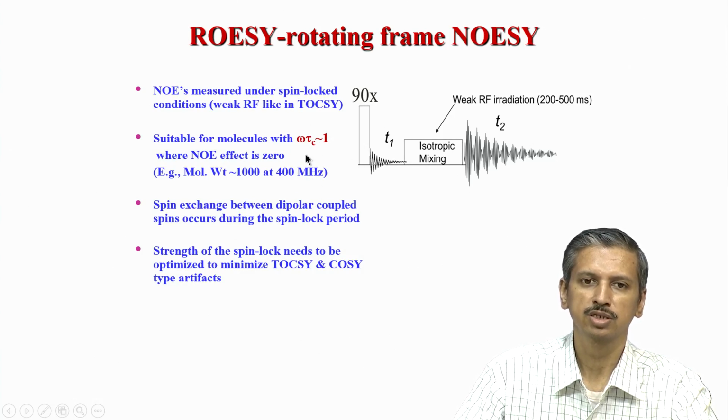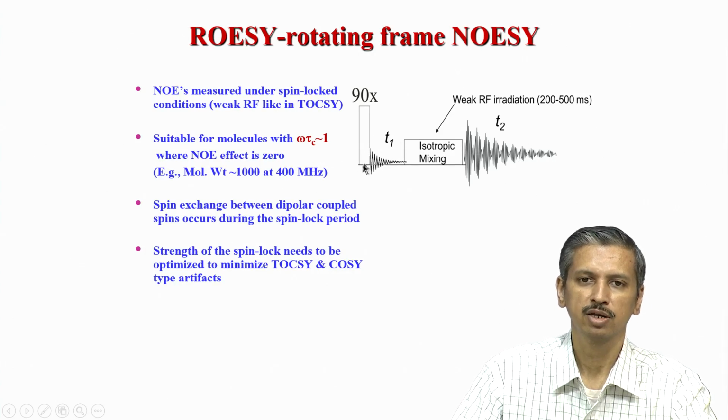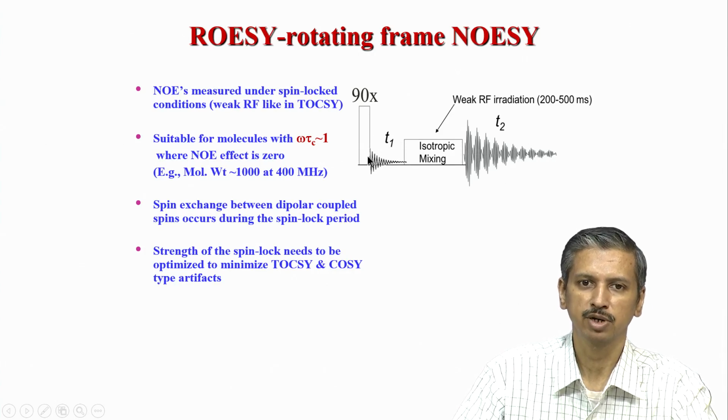Now, in this particular ROESY experiment, how do we perform the experiment? This is different from NOESY, completely different in fact. In a NOESY we use a 3 pulse experiment, that is 90 90 90. Here there is only one pulse and a set of pulses which is called an isotropic mixing. This is actually the same as the TOCSY experiment. If you recollect the class where we discussed TOCSY, the pulse sequence was exactly like this.